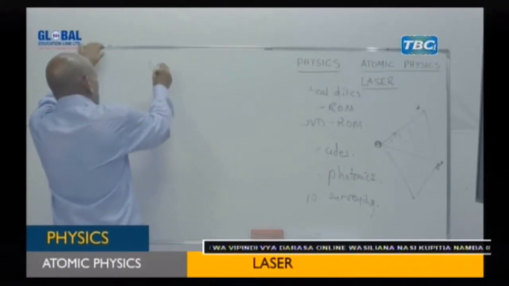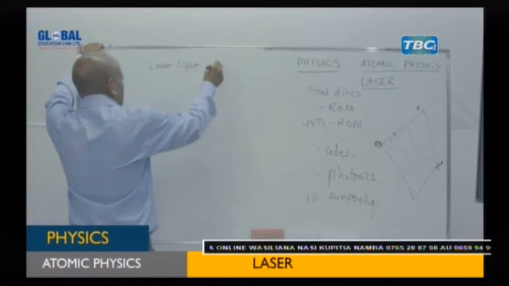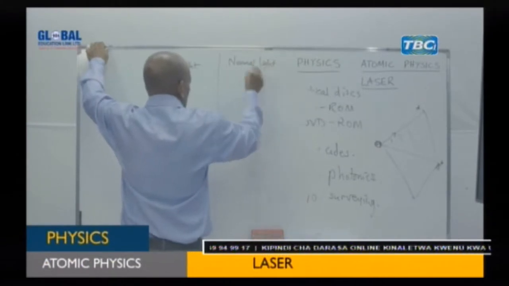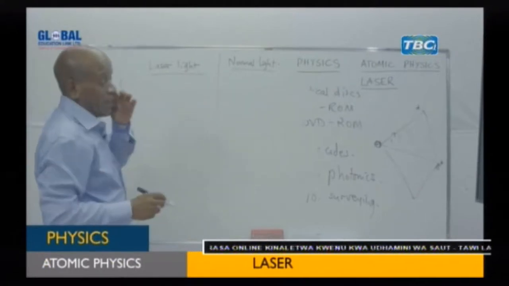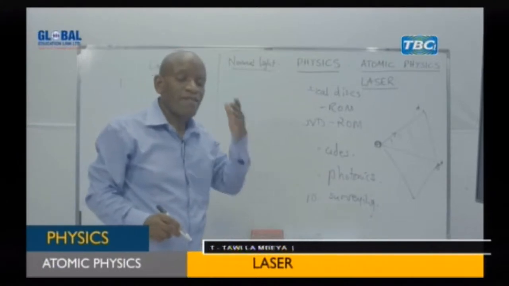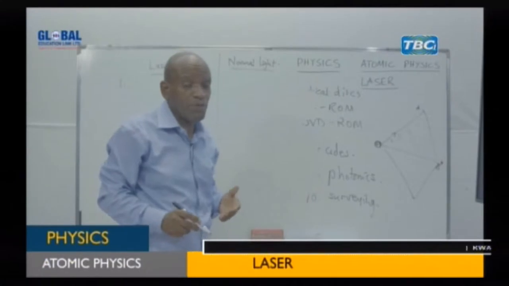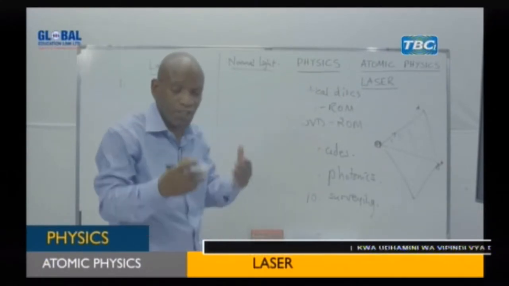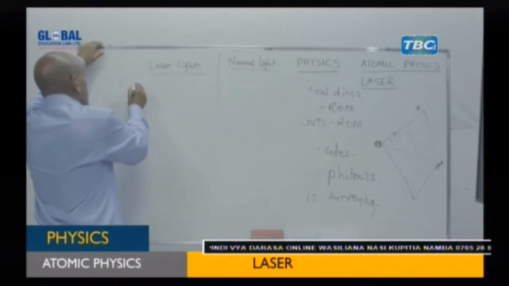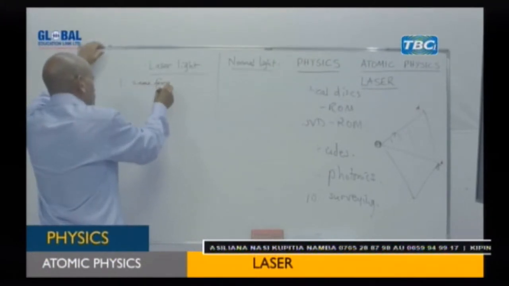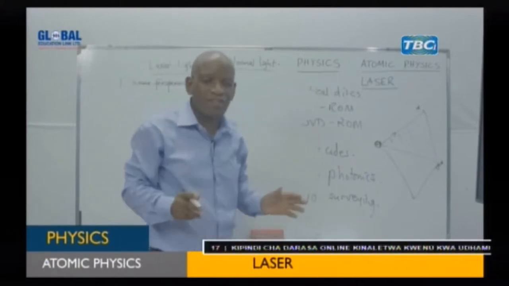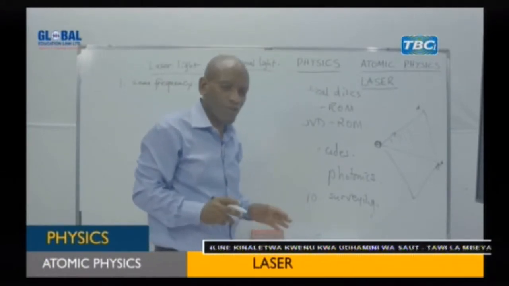So let's take this one here to be the laser light and this here to be the normal light. First, as I already said previously, the laser light is a light having the same frequency, because it is produced by stimulated emission of electrons, and those electrons are produced with the same frequency. So the laser light is of the same frequency. But the normal light is a mixture of different colors. Each color has its own frequency and wavelength.